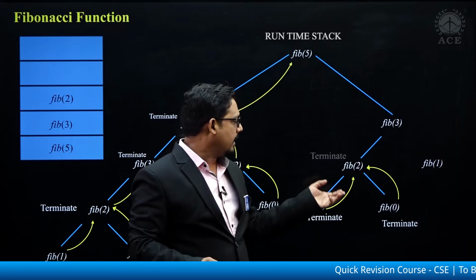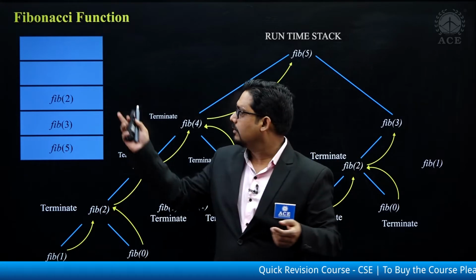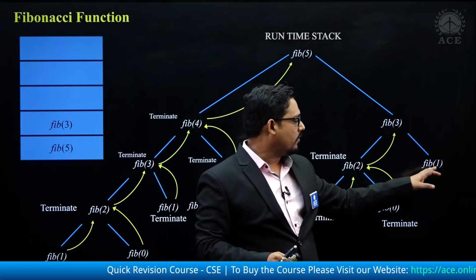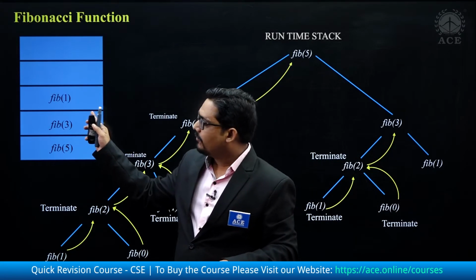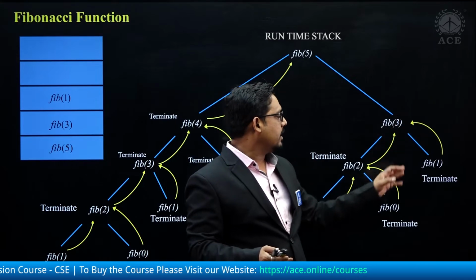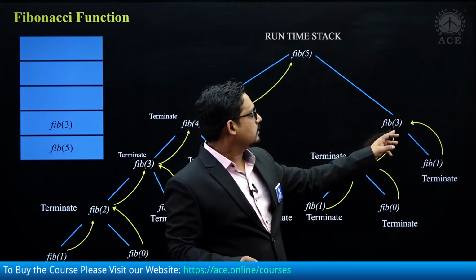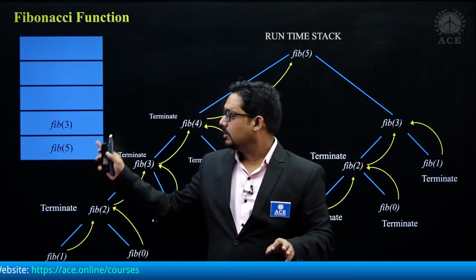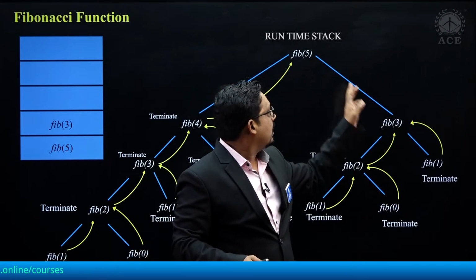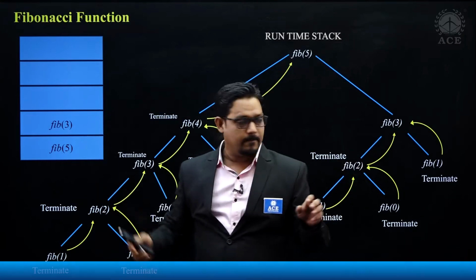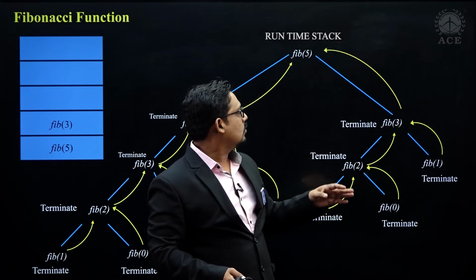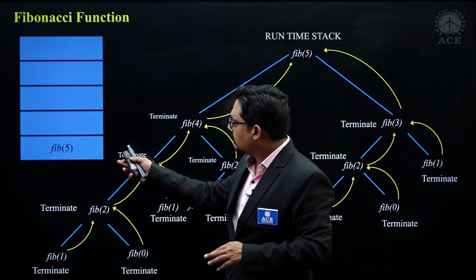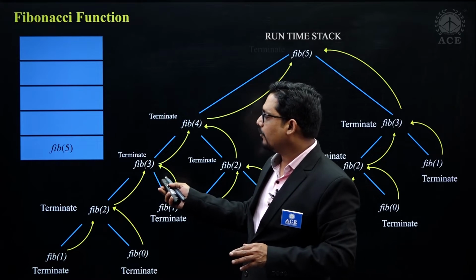fib2 now has a value, terminates and control will return here, and here the fib2 will be gone from this particular place. Then activation of fib1 will start and fib1 will be pushed. Upon termination it will again return back, and here it will be taken out. Now we have only two activations, fib3 and fib5. So 3 and 5. Now this will also terminate and control will return here, and that will be popped out of the stack, and finally we will also pop out fib5.